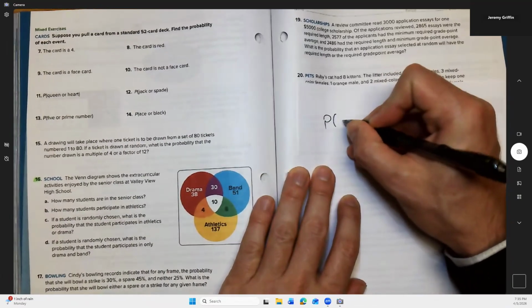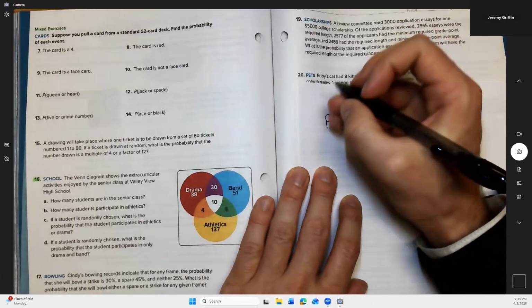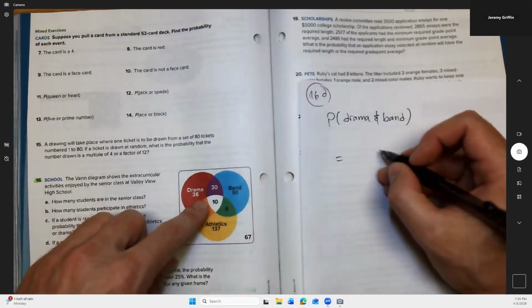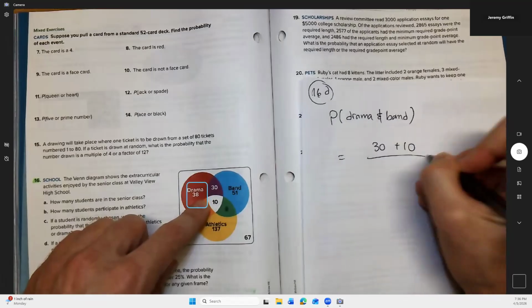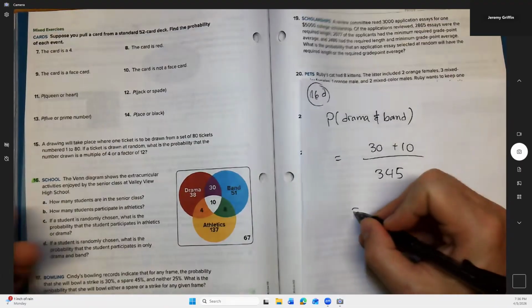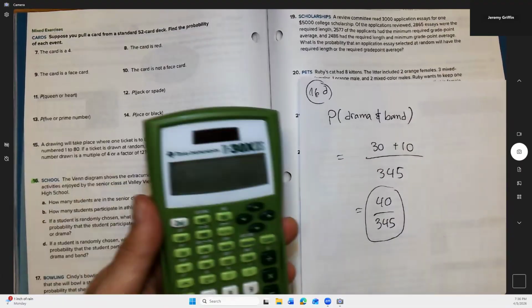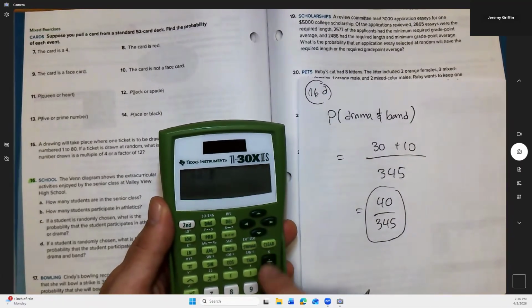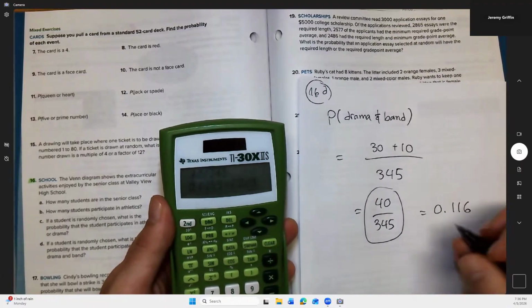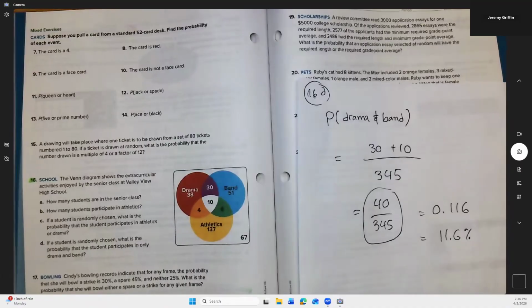And so probability of drama and band. So this is 16D. Okay, these 30 plus these 10. And remember, there were 345 students total. We figured that out. Okay. So I could say 40 out of 345. That should be the answer. Now this I know I could reduce, or we just turn this into a decimal. Right. 0.116 or 11.6%. Okay, so there you go. Just 3 different ways to write that answer.